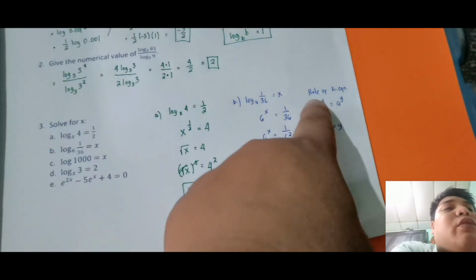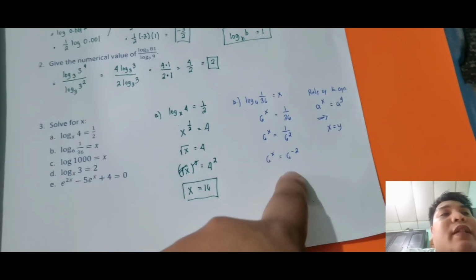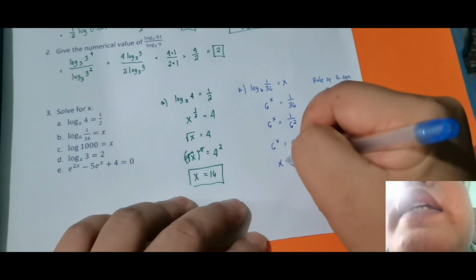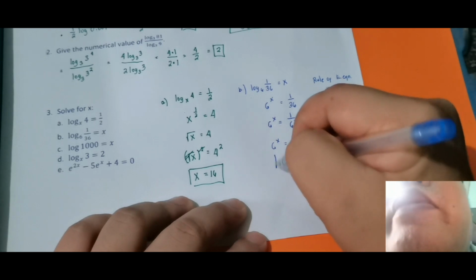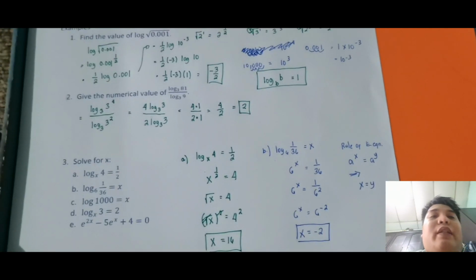Now, pasok na ba yung rule na to? Parehas na ba sila ng base? Yes po. Since parehas sila ng base, by the rule of the exponential equation, we have x is equal to negative 2. So therefore, this is the answer. Yun ang kasimple. Okay, so hoping na clear tayo dyan. So now, move tayo dun sa ating next example.